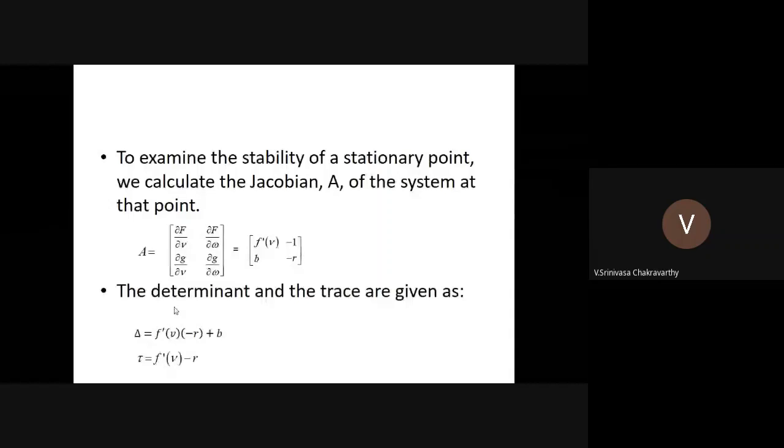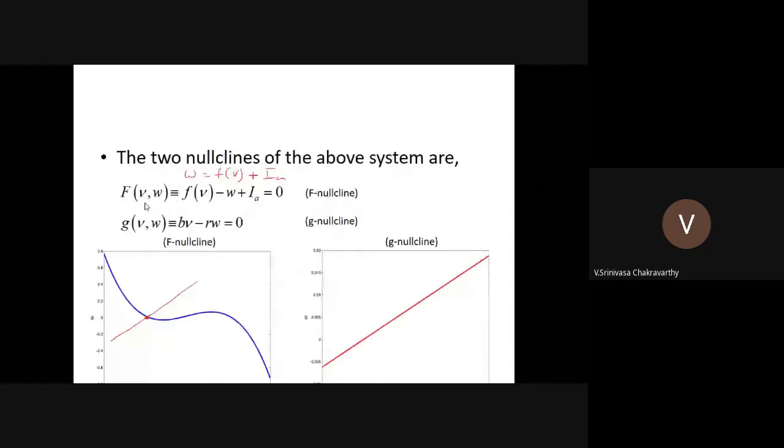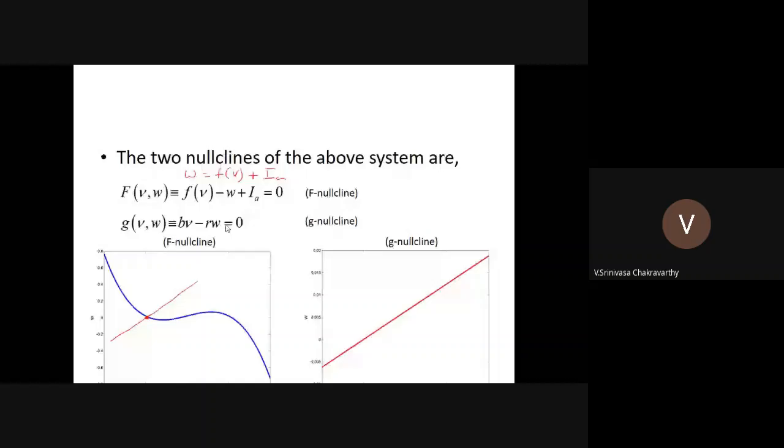Now, the Jacobian of this. This whole function I'm calling F of V, W, and this function is G of V, W. So you take ∂F/∂V and ∂F/∂W, then ∂G/∂V and ∂G/∂W. If you do that, ∂/∂V of this whole thing is simply F prime, so you get that here. ∂/∂W of this whole thing is simply -1, so you get it here. ∂/∂V of this one is B, and ∂/∂W of this one is -R, so you get it here.